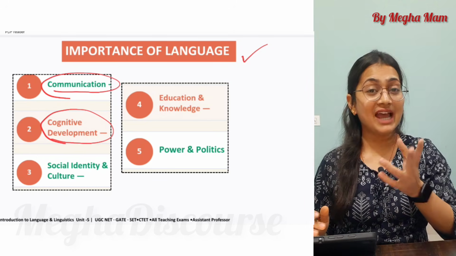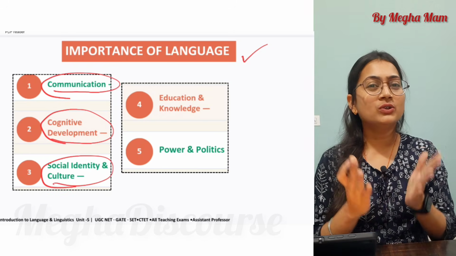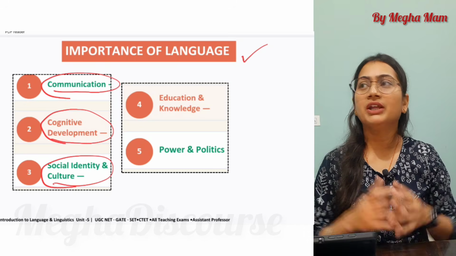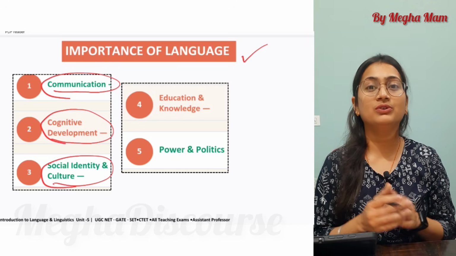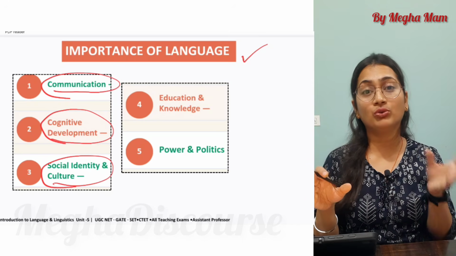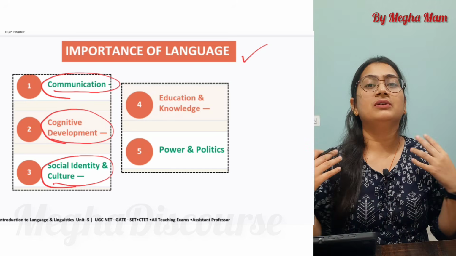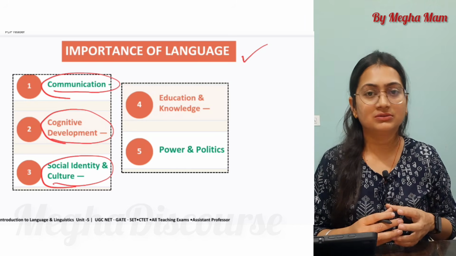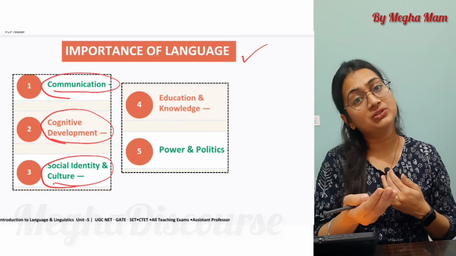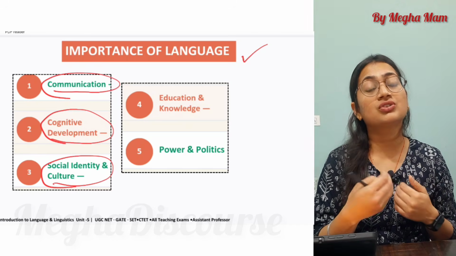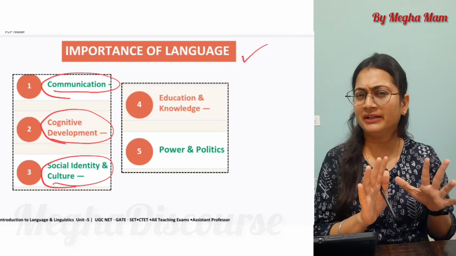Now we have social identity and culture. If you are a good speaker, a good communicator, then there is more fan following of you. You can convert yourself from introvert to extrovert. You can even convert from extrovert to introvert if you communicate less. So language builds our identity in our social premise. Through language, we can interchange culture, cultural values, vocab, and ideas. So this is social identity and culture.